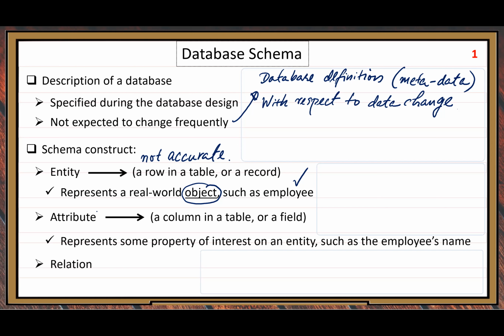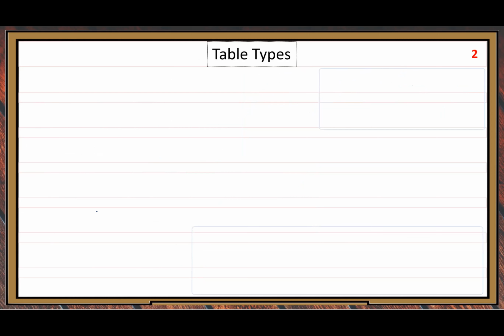Then relation, table. So relation, that's the formal name, corresponds to table. All right. So that's the basic constructs. But table types, let me see.